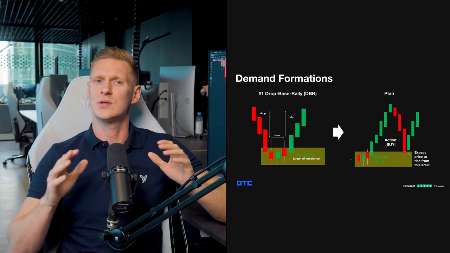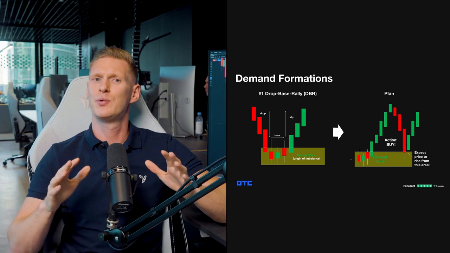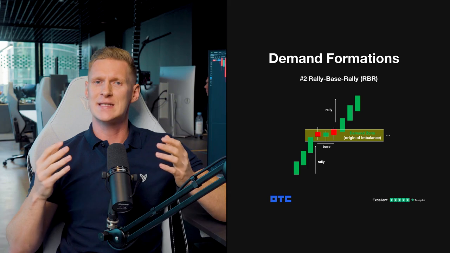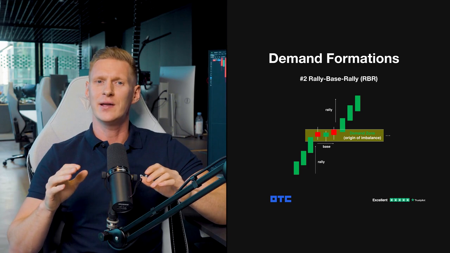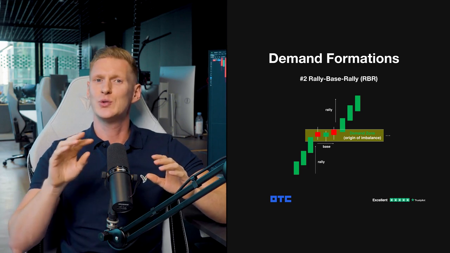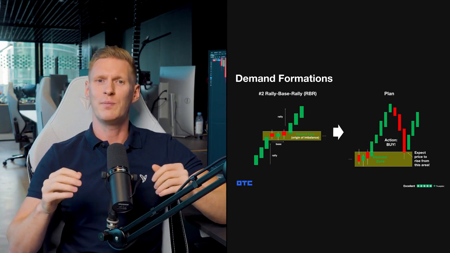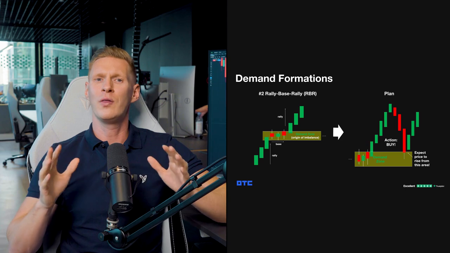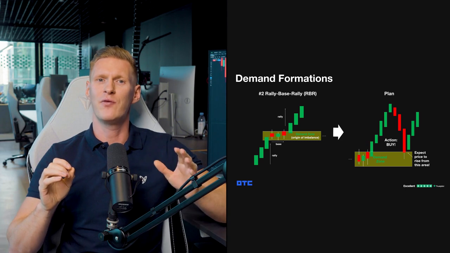When price returns to this zone, we aim to buy, expecting these unfilled orders to push price higher and away from the zone. Let's move on to the second demand formation. Rally, base, rally. Once identified, we highlight the base and draw two lines around it. When the price returns to this zone, we aim to buy at the origin of imbalance, always located within the base. This is a guiding principle for all demand zones. We want to buy where price previously stabilized before rallying.